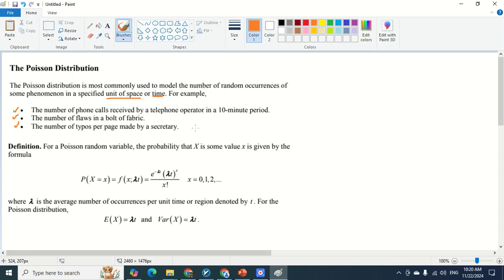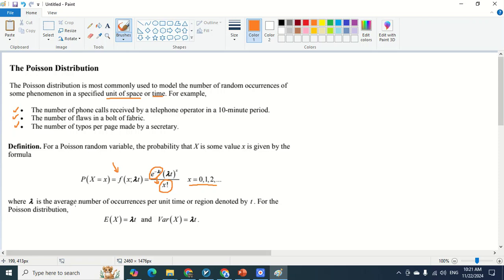So the definition says that for a Poisson random variable, the probability that x is some value x is given by the formula as follows. You can see the formula over here. As you can see, x goes to infinity, meaning the repetition of that random variable could go on to infinity. Because of the x factorial in the denominator and e to the power of minus lambda t in the numerator, which can be converted to the denominator by a positive exponent, the probability for a big value of x is very small.